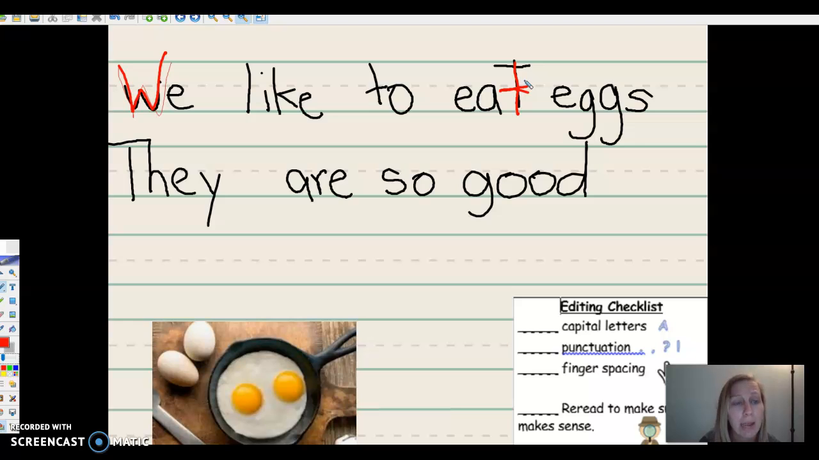My new sentence should have a capital at the beginning. They, it does. The T is capital. They are so good. Okay, my capital letters look good to go. Now I'm going to check for my punctuation.